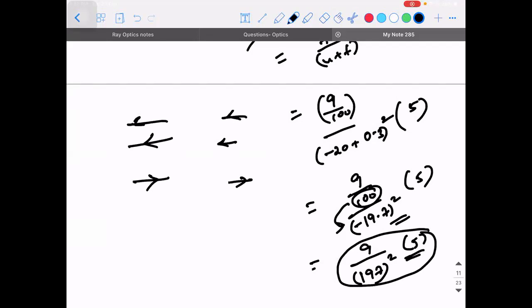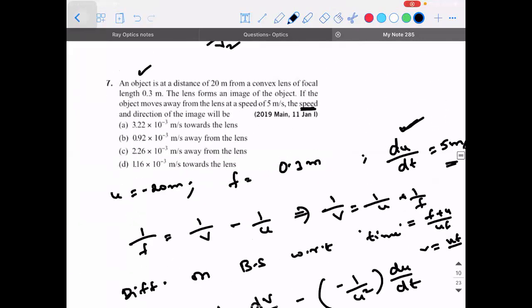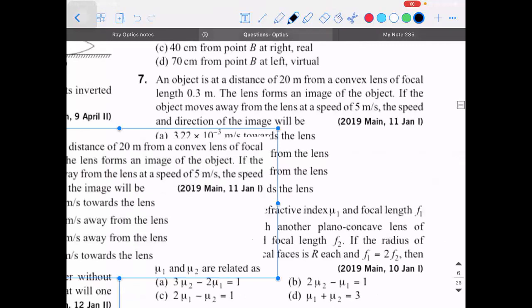That is why, if you observe the ray diagrams, when you place it at infinity, it will be at the focus, and it keeps going like that. When you keep coming close to the lens, the image will also keep moving away. Correct? I don't know the answer, but it is towards the lens, so the option should be either A or B. That part I'm leaving to you. Okay, we'll do one more problem.